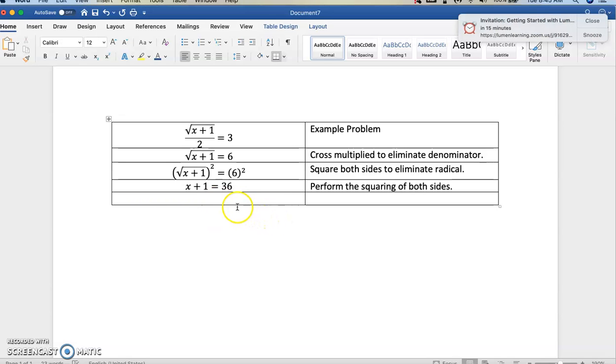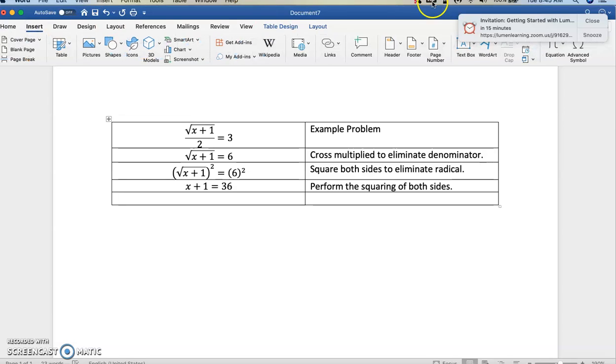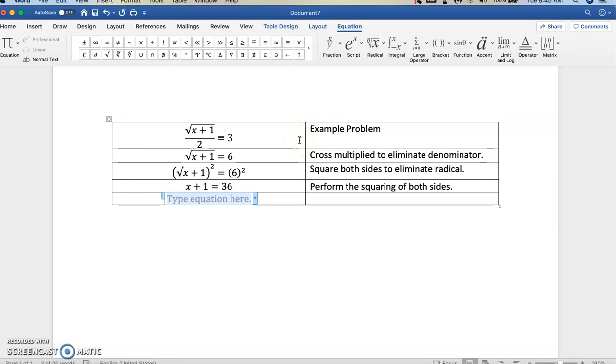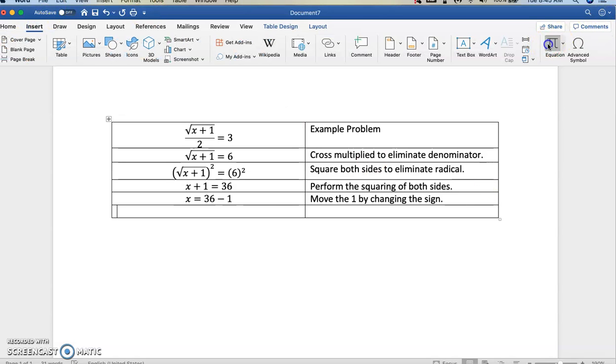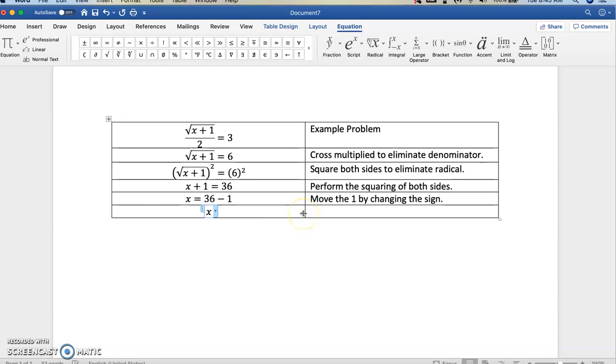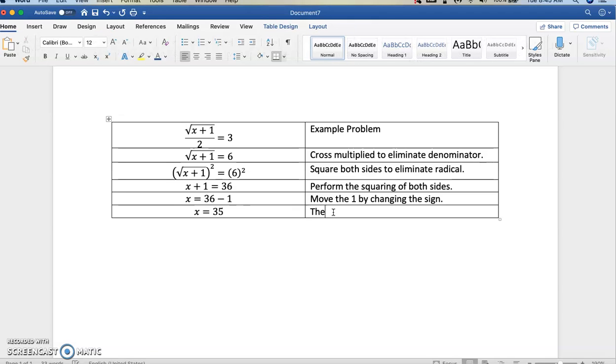All right, now I would go back and I would insert an equation, and I would have x equals 36 minus 1. Would say move the 1 by changing the sign. Insert equation, and I could say x is equal to 35, and I could say the answer.